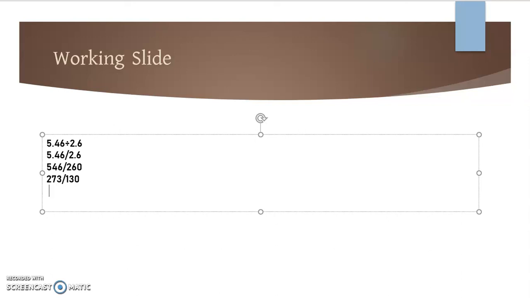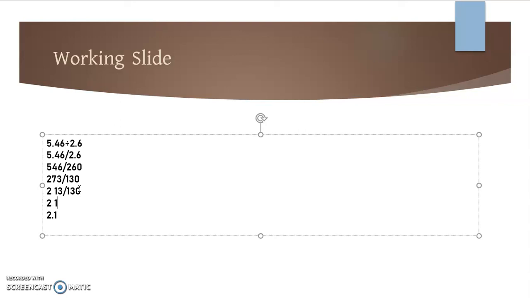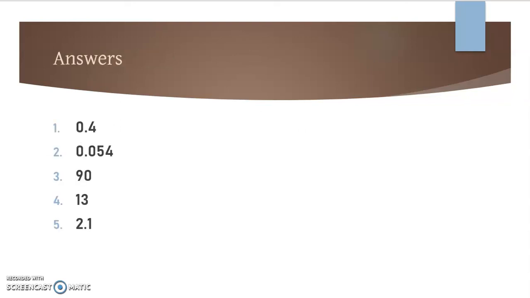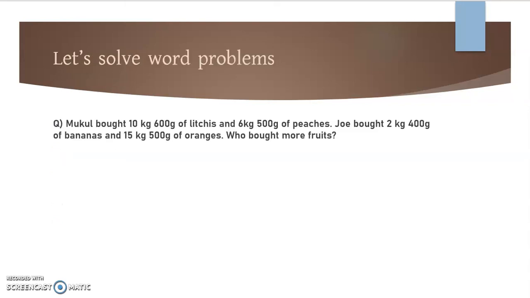Let's leave it in mixed fraction instead of wasting time. 2, 13 by 130. Oh wait, that's around 2 1 by 10. It's 2.1, because this would be represented as 2 1 by 10. That would be 2.1. Yeah, it's correct. Sometimes big numbers make you worried, but you shouldn't get worried.